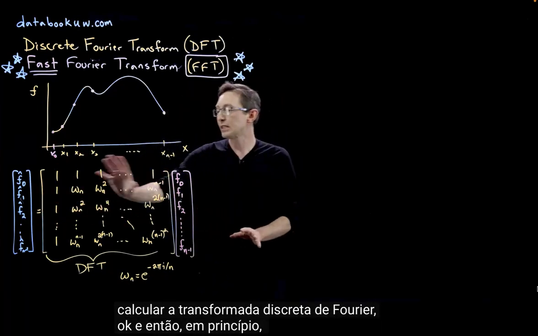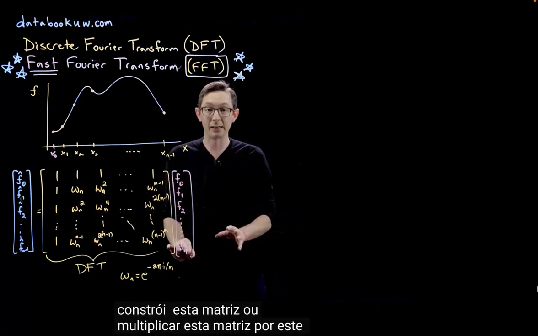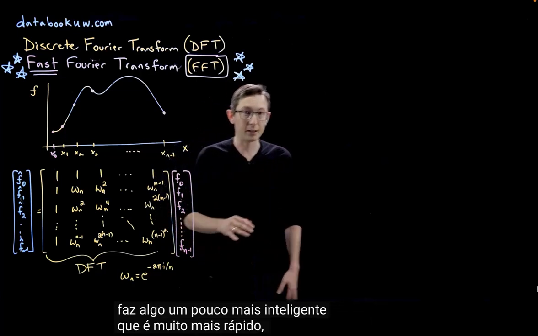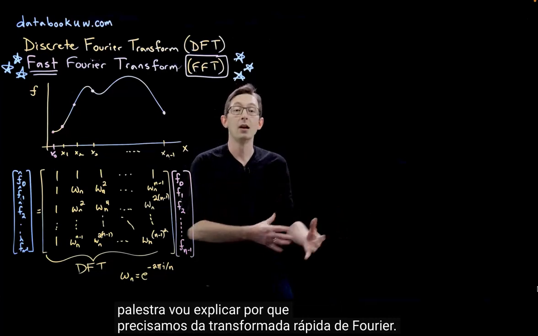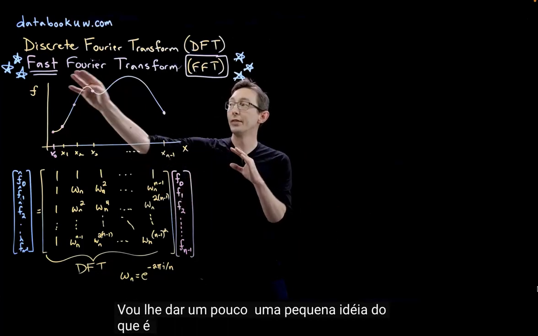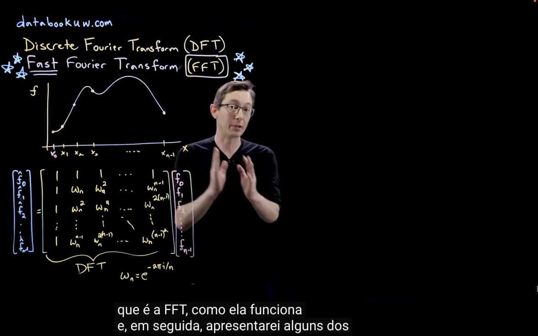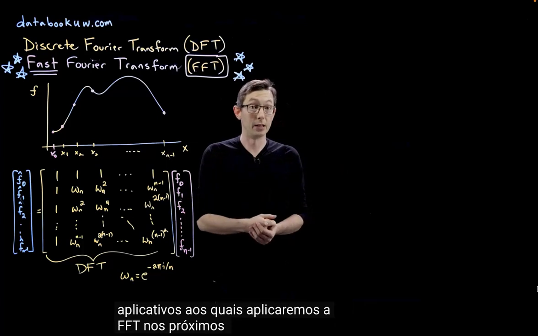And so in principle, you don't actually ever build this matrix or multiply this matrix by this vector. You do something a little bit more clever that's much faster. So in this lecture, I'm going to walk you through why we need the fast Fourier transform. I'll give you a little bit of an idea of what the FFT is, how it works, and then I'll introduce some of the applications we're going to apply the FFT to in the next few videos.